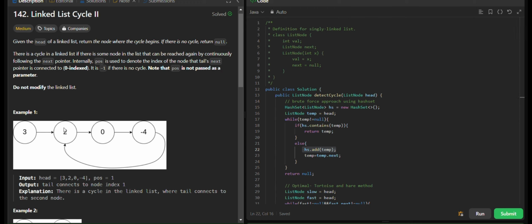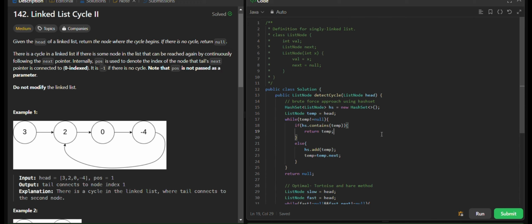Move to 2. 2 is not in the hash set. Add it, move. 0 is not in the hash set. Add it, move. Minus 4 is not in the hash set. Add it, move. Now you come to 2 again. 2 is in the hash set and this is the first node which we are revisiting again. Just return temp, return 2, return this node. So this is how it happens.